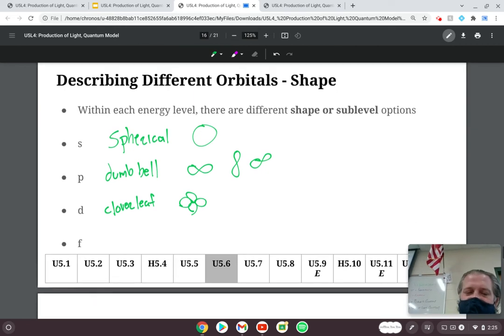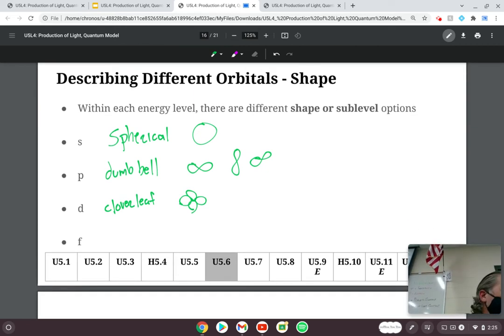And then F is 8-lobed. And I'm not even going to try to draw it because that's crazy talk. I'm going to show you pictures of what these actually look like in a minute. But for now, you should know that every energy level potentially has an S sublevel, a P sublevel, a D sublevel, and an F sublevel.